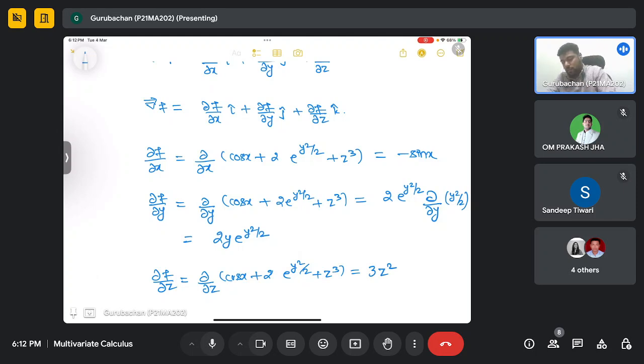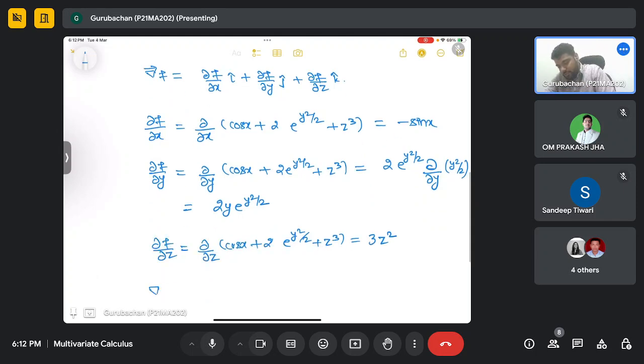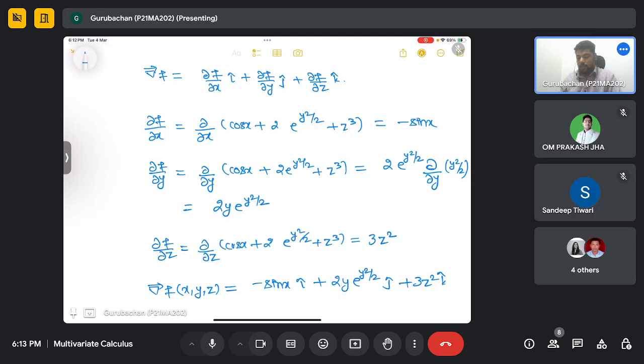Now from all of these partial derivatives, we can say that del f, or the gradient of f, is nothing but minus sin x i cap plus 2y e to the power y square by 2 j cap plus 3 z square k cap.